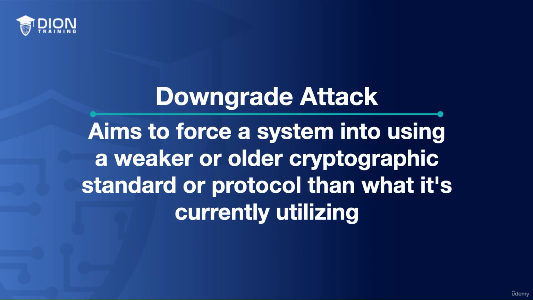At its core, a cryptographic downgrade attack, also known as a version rollback attack, will aim to force a system to use a weaker or older cryptographic standard or protocol than what it's currently using. The idea here is that by rolling back to these outdated versions, an attacker can exploit known vulnerabilities or weaknesses in those older protocols that have now been addressed in newer or more secure versions.